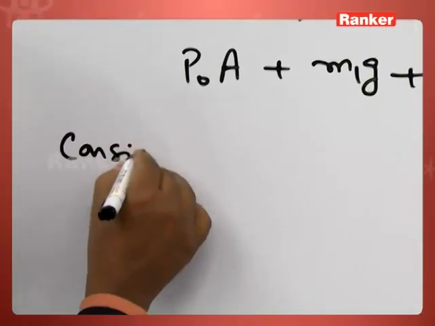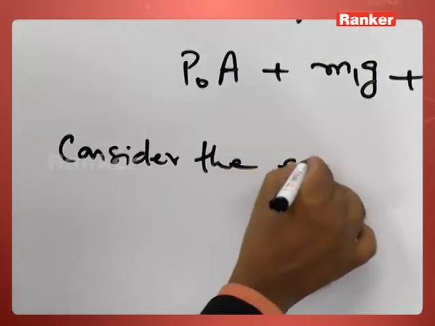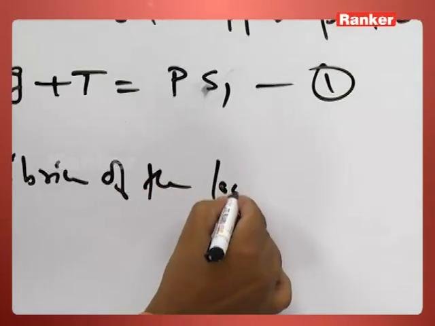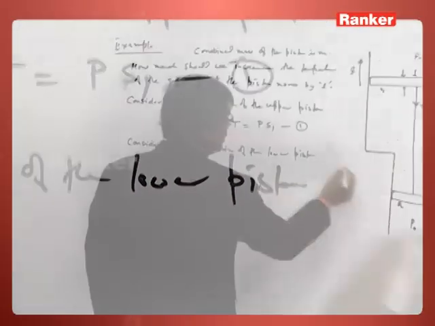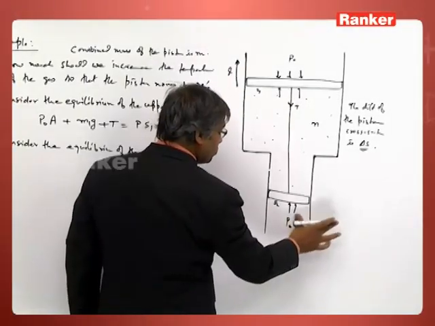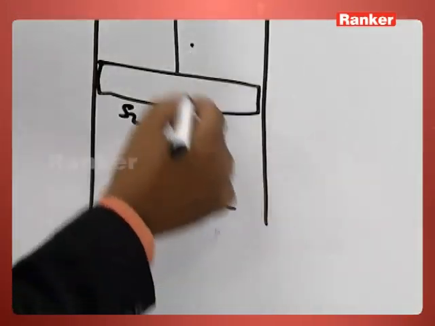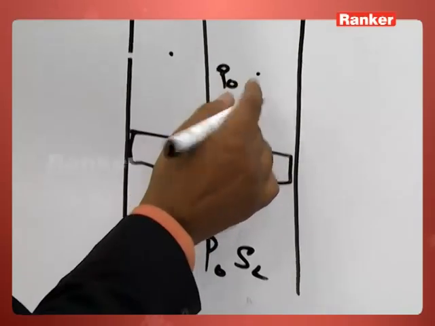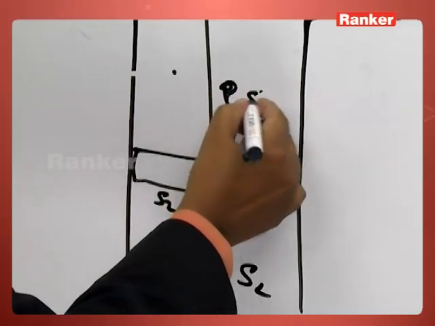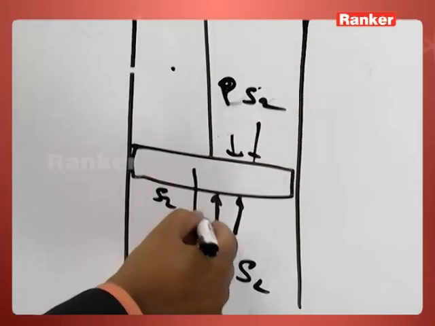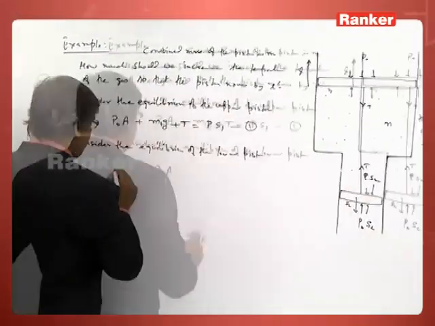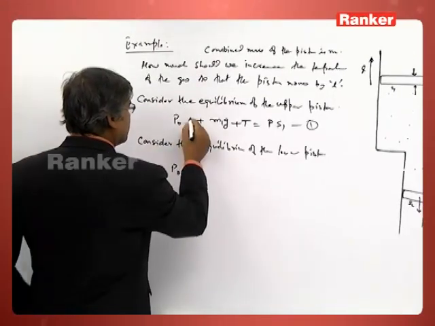Also consider the equilibrium of the lower piston. Here P naught is the external pressure, so the force is P naught into S2, and the internal pressure is P. So this P into S2 is the force from the gas, and the weight is acting here and the tension is acting here.